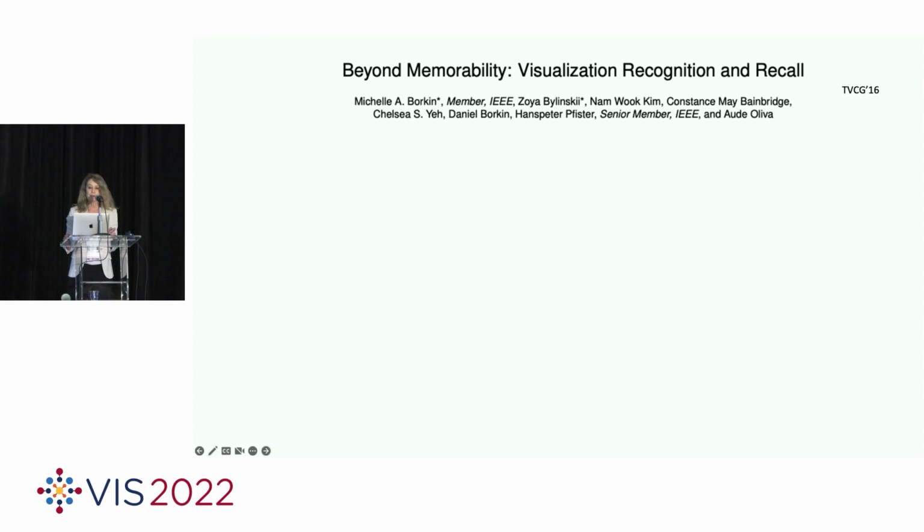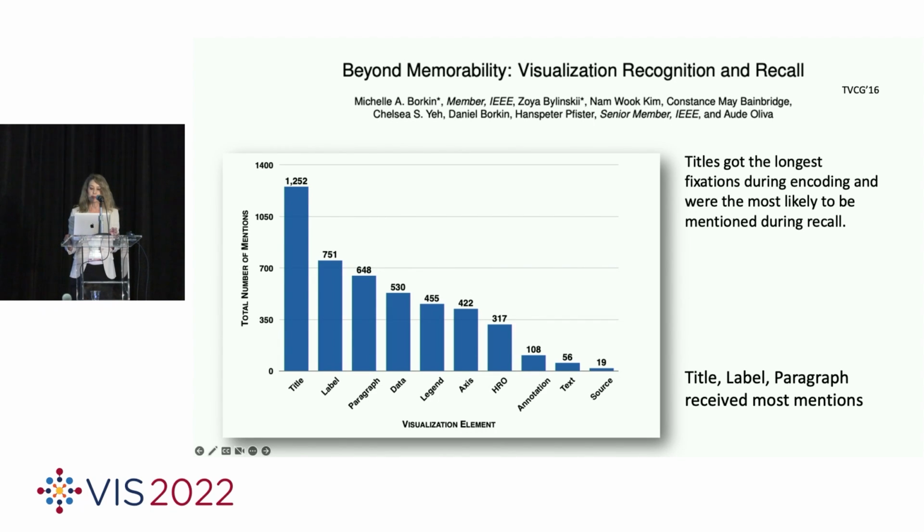Now, we know from the seminal work of Borkin et al. that the language component of text is really important. They found that when comparing the memorability of a huge number of designs, the written text is the most memorable part of the visualization. Titles got the longest fixations during encoding and were the most likely to be mentioned during recall. And text labels and paragraphs received the most mentions when people remembered things about the visualization.